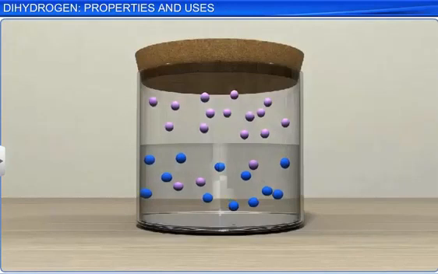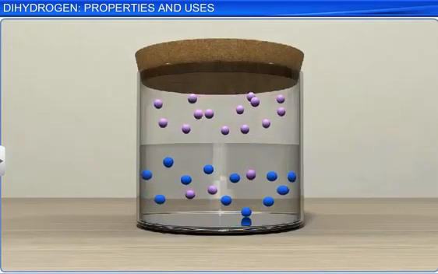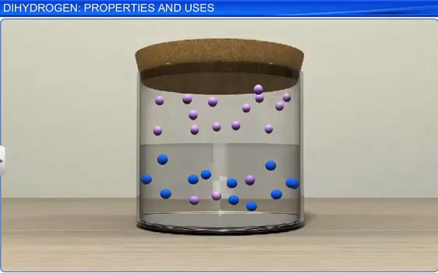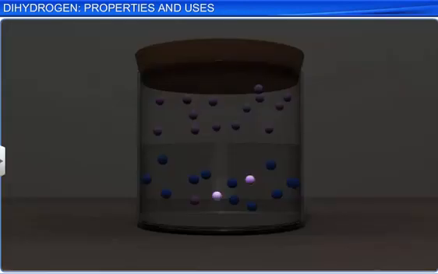The solubility of hydrogen in water is very low. Under standard conditions, only 2 parts of dihydrogen dissolve in 100 parts of water by volume.